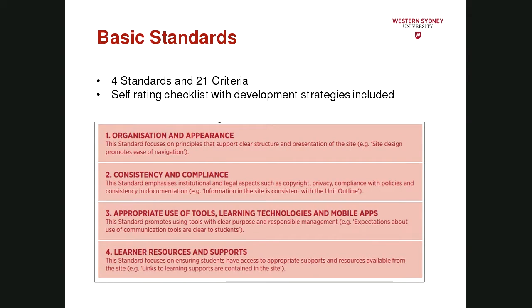So there are 21 criteria across those basic standards, and how we've designed them, and I'm very happy to share them. They're Creative Commons, you can use them as you want. The way the standards have been prepared is as a self-rating checklist. So you can go through and identify whether you're meeting it or not meeting it, or you're working towards it. And we've also placed a fair amount of information there in terms of development strategies.